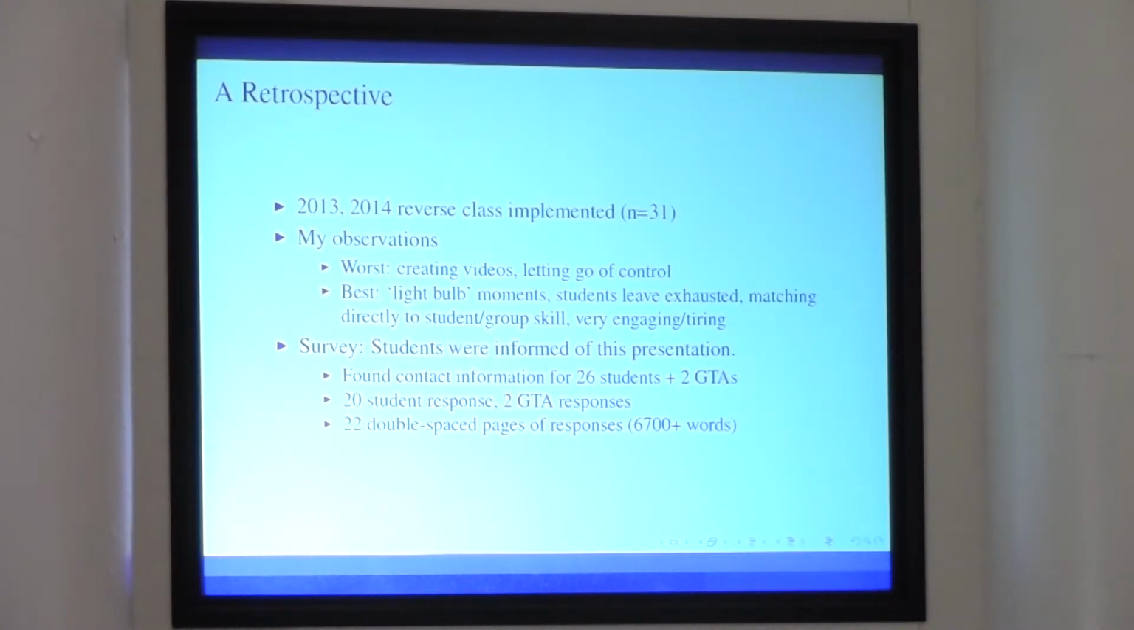So I contacted these students. I was able to find 26 of them back. Many of them have moved on, and it's a bit of a trick to find them back. But I got the 26 students and both GTAs. 20 of the students are still talking to me. If you're out there, hello.